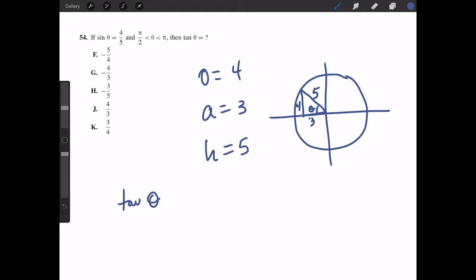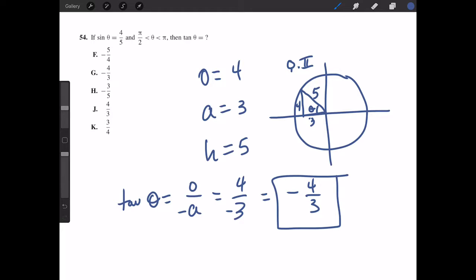And when we look at tangent of an angle, we know that it's equal to opposite over adjacent side. In this case, it's 4 divided by 3. However, because it lies in quadrant 2, we know that the adjacent side is going to be a negative measurement. So it's 4 divided by negative 3. In other words, negative 4/3. So looking at the choices, G is correct.